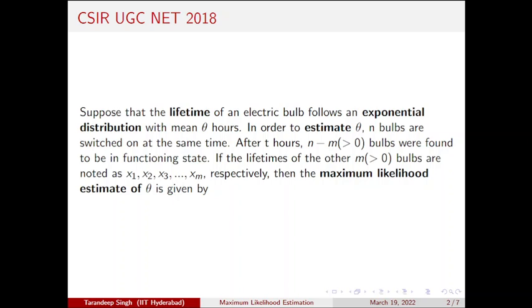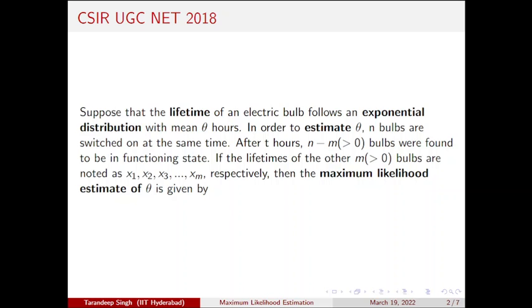In order to estimate theta, we were given n bulbs that were switched on at the same time, and after t hours it was noted that only n minus m bulbs were functioning, and the other m bulbs had their lifetimes as x1, x2, x3 till xm. So given this data, we want to find the maximum likelihood estimate of theta.